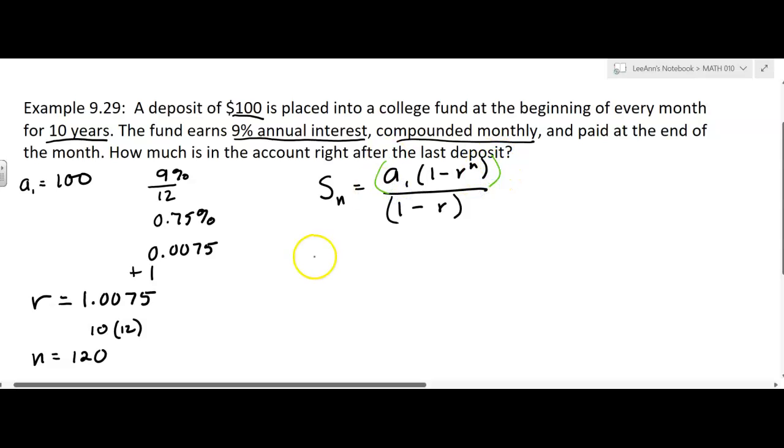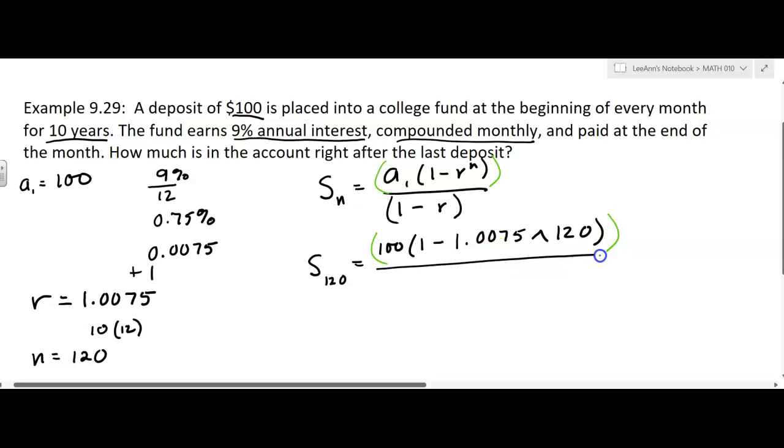Okay, so we're going to find S sub 120. A sub 1 is 100. It's going to be 1 minus that ratio, 1.0075, to the power of 120. I forgot to put in the extra parentheses. There they are. And then we're going to divide by 1 minus 1.0075, and I need those parentheses. Okay, so off to the calculator we go.